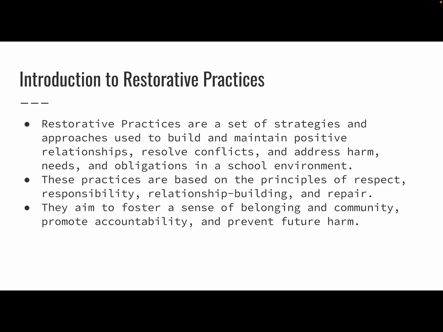Restorative practices are a set of strategies and approaches used to build and maintain positive relationships, resolve conflicts, and address harm, needs, and obligations in a school environment. These practices are based on the principles of respect, responsibility, relationship building, and repair. They aim to foster a sense of belonging and community, promote accountability, and prevent future harm.